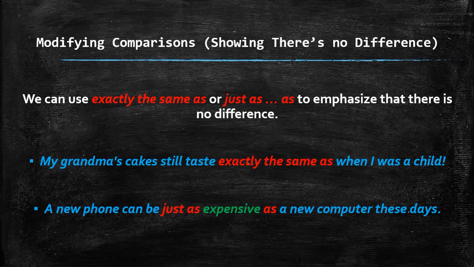We can use exactly the same as or just as, adjective, as, to emphasize that there is no difference. My grandma's cake still tastes exactly the same as when I was a child. There is no difference between the taste of the cake now, in the present, and when I was a child. There is no difference. That's why we use exactly the same as. A new phone can be just as expensive as a new computer these days. We are saying that there is no difference in the price between buying a new phone and buying a computer these days.